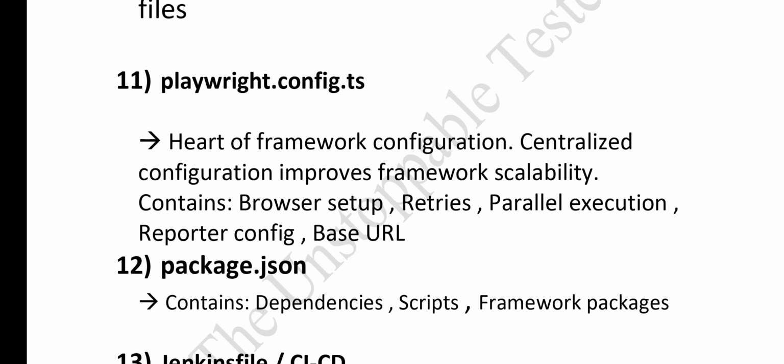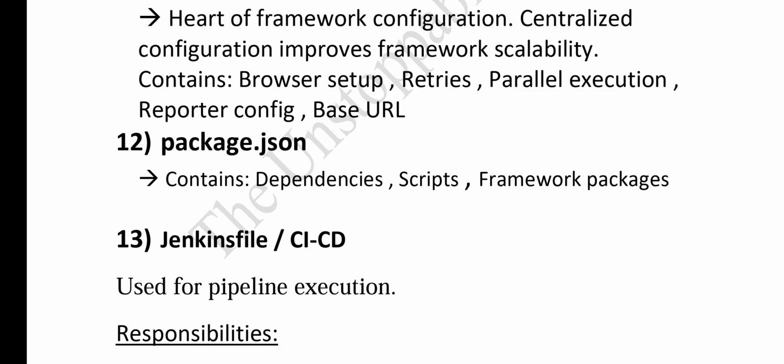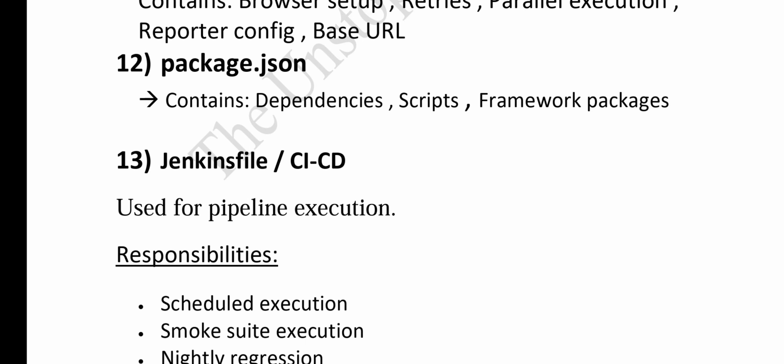Okay, so the next comes the playwright.config.ts file, and this is the heart of the framework configuration. It's a centralized configuration used for framework scalability. Okay, usually it contains code related to the browser setup, retries, parallel execution, reporters configuration, and base URLs. Okay, so the next comes the package.json where it usually contains the dependencies, scripts, and framework packages.